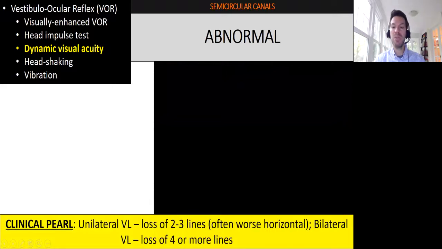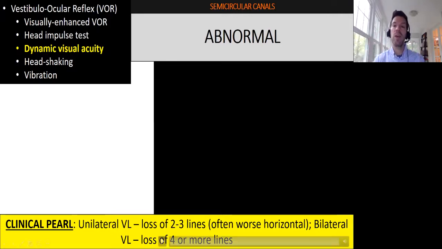Dynamic visual acuity is much worse in that patient because, again, you're assessing the vestibulo-ocular reflex. But you're assessing sort of horizontally both the right and the left side simultaneously. Vertically, you're assessing the anterior and posterior canals simultaneously, right and left side. So it doesn't have as good localizing value, but it's much better than doing nothing. If a patient has bilateral vestibular loss, usually they're going to lose 4 or more lines. Unilateral vestibular loss, usually in the order of 2 to 3 lines.